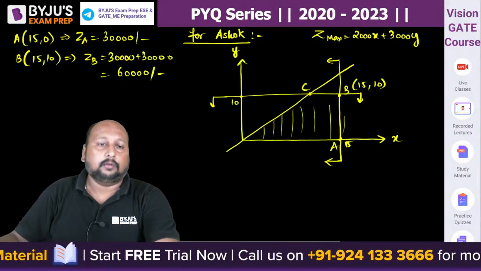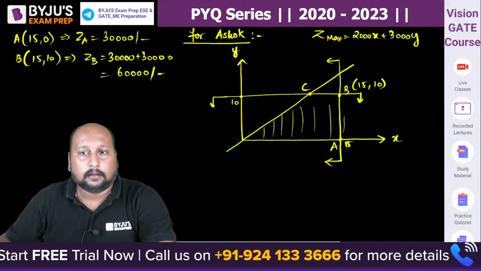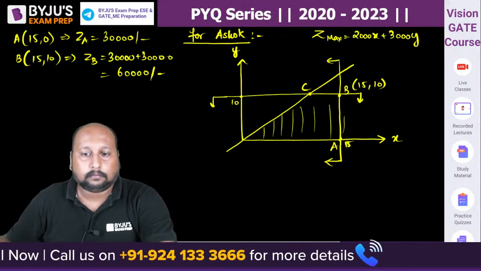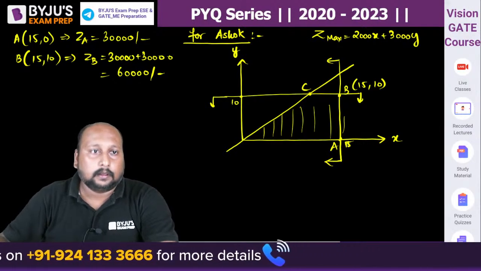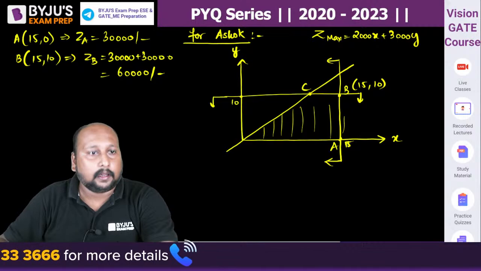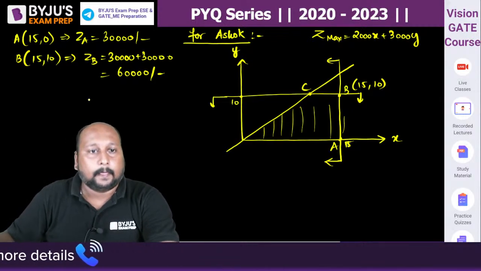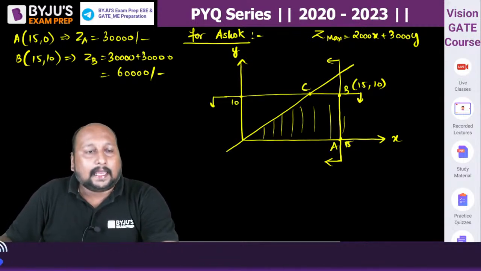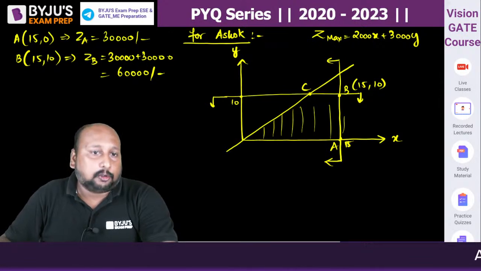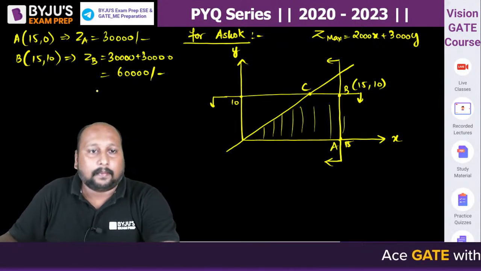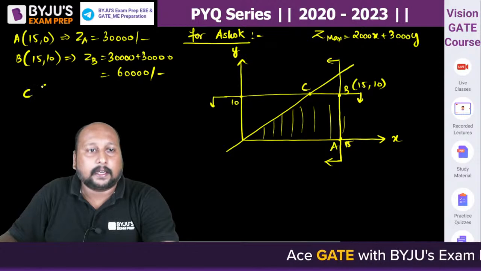Yes or no? Please tell me. Right or wrong? Please tell me. Chaliye, very good. So now I can clearly say that at point B it should be maximum. B pe maximum hoga. Phir bhi hum log cross verify karte hain at point C.